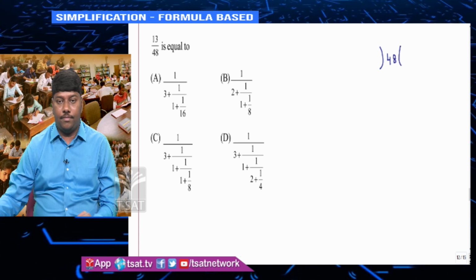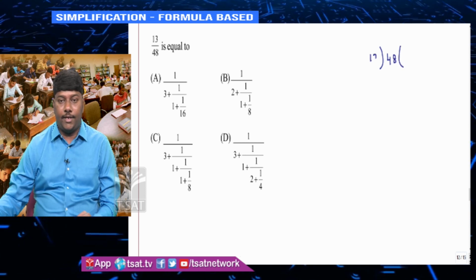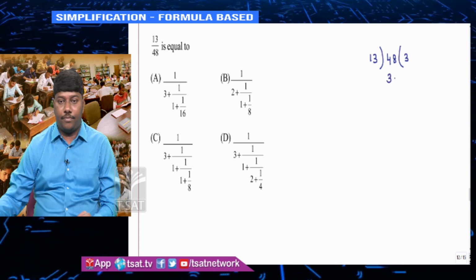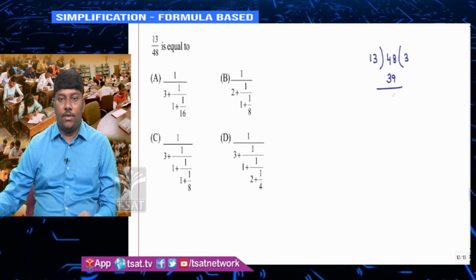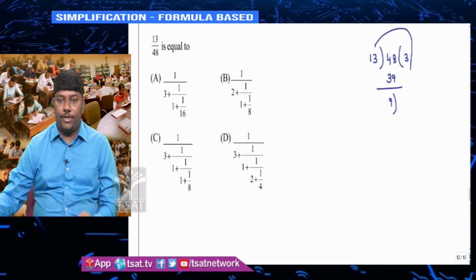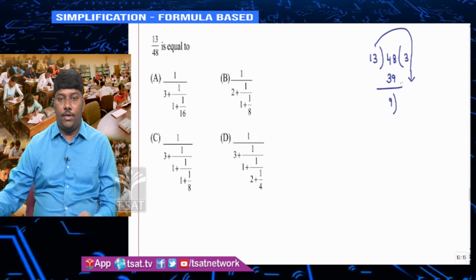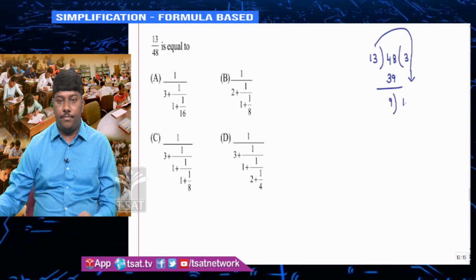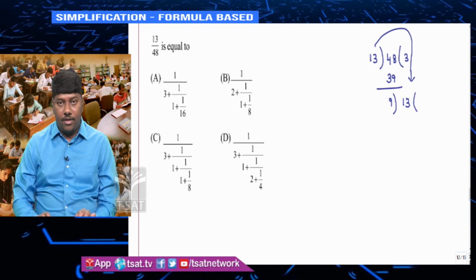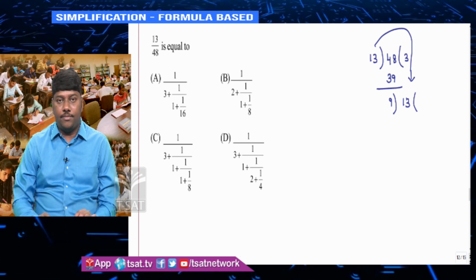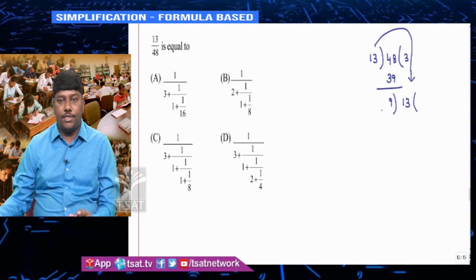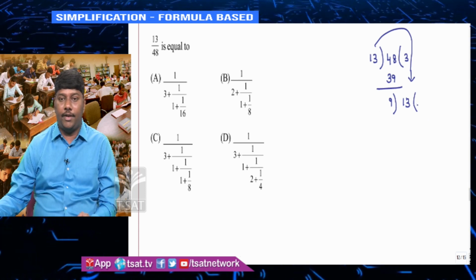48 divided by 13. 13 threes are 39. Your remainder becomes again the divisor. Like a long division method, you do it. Your divisor becomes a dividend. So two things must be remembered here: the remainder becomes the divisor and the divisor becomes the dividend. So continue the process. You call it the long division method. Just continue this process till you get the remainder 0.